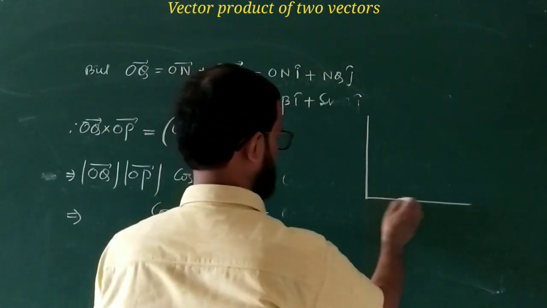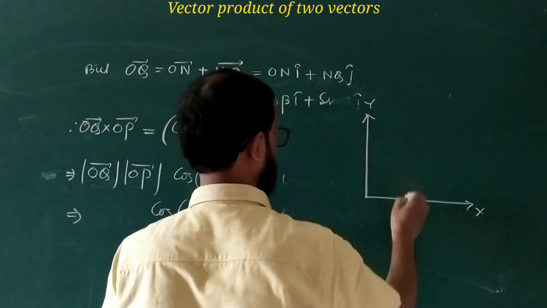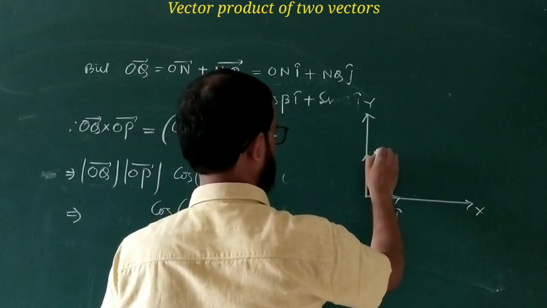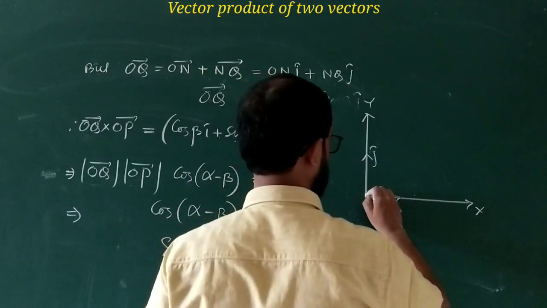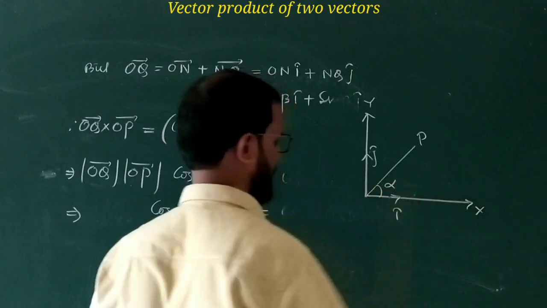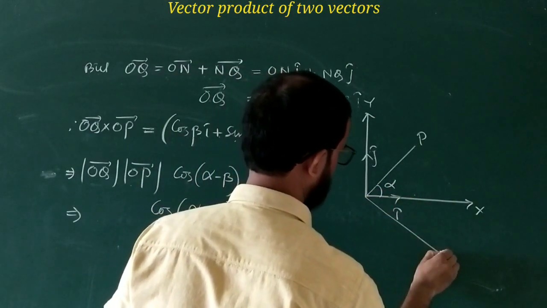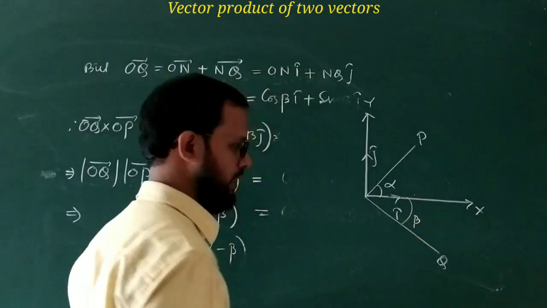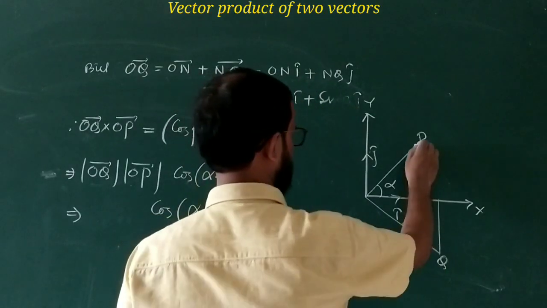Okay, this is the OX direction, OY direction. Along this is the i cap unit vector and along this, what is the unit vector? j cap. So suppose that this is OP vector, which makes an angle alpha. And suppose that there is another vector OQ, which makes an angle beta. Okay, and this is perpendicular and this is also perpendicular.